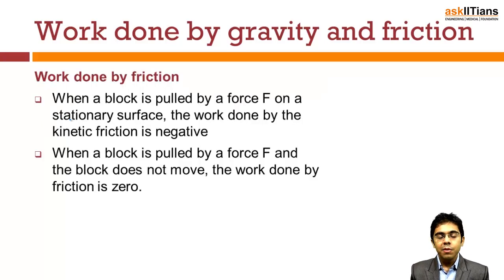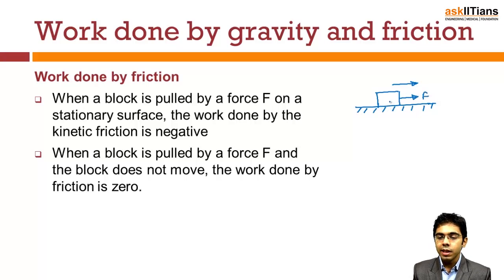Now let's find out what is the work done by friction. When a block is pulled by a force F on a stationary surface, the situation is something like this: this is the ground and this is the block, which is moving in this direction. As we know, friction depends upon the relative motion between the two surfaces. If the force F is in this direction and the body is moving in this direction, automatically the relative motion between the ground and the block is along this direction.